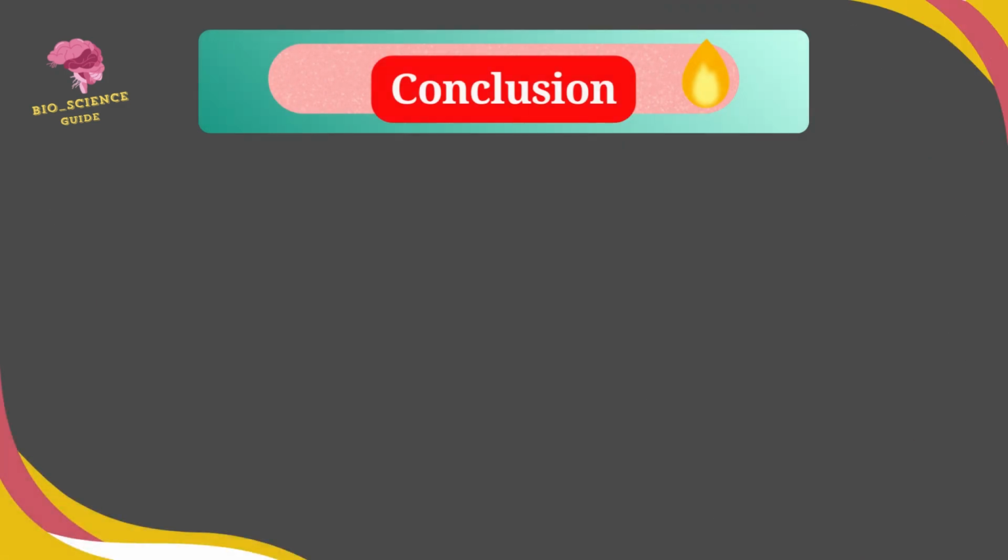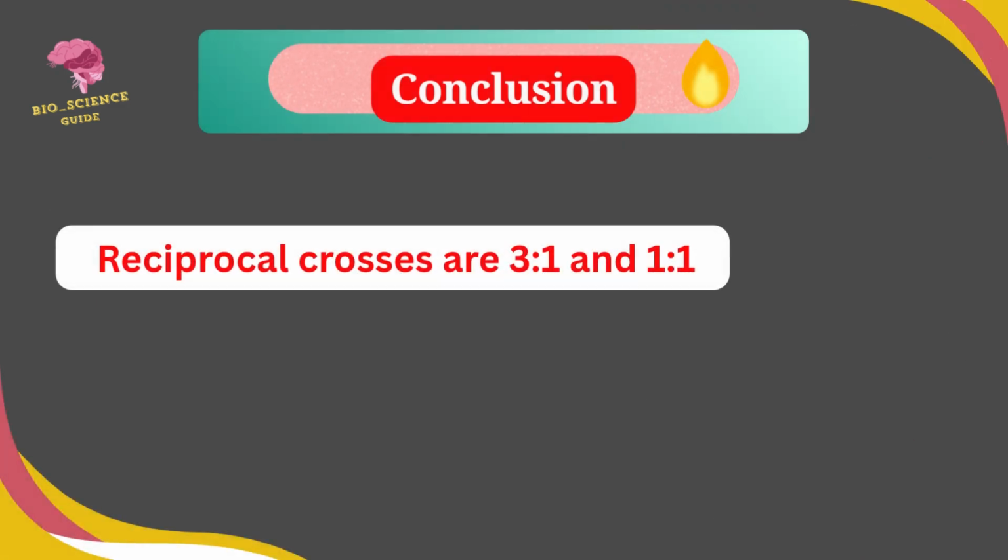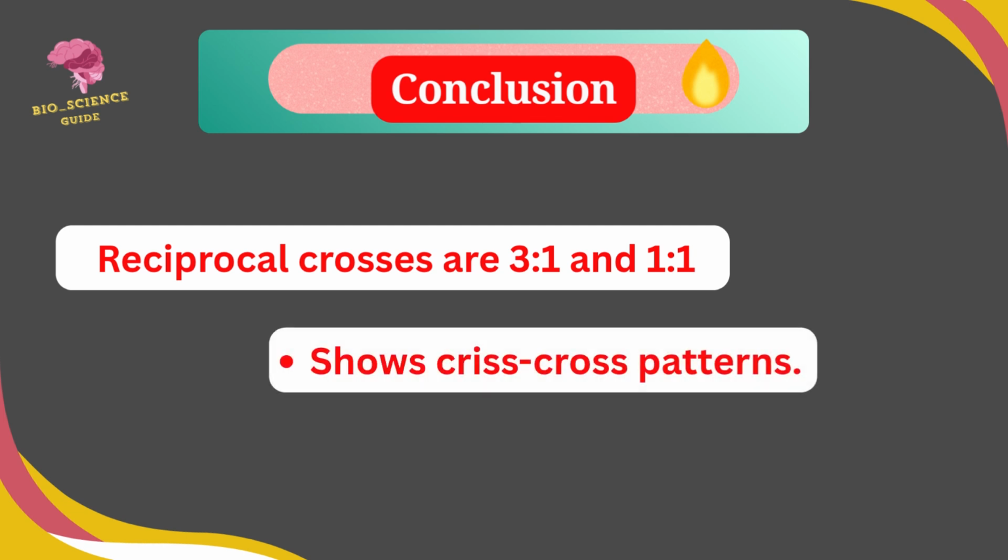The phenotypic ratios of the reciprocal crosses are different, 3:1 and 1:1. The colorblind disease shows a crisscross pattern in inheritance.